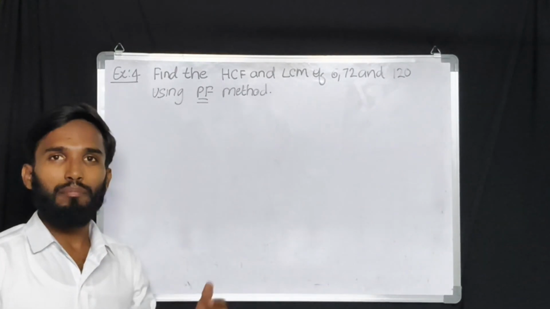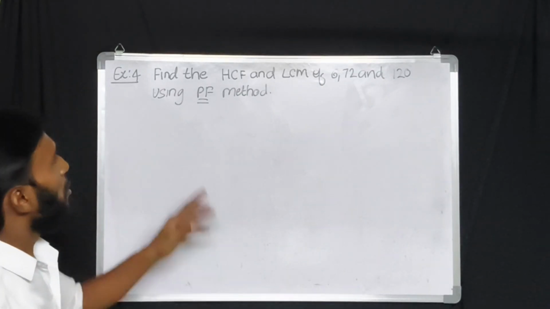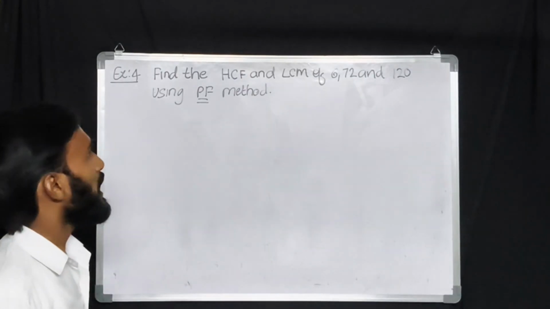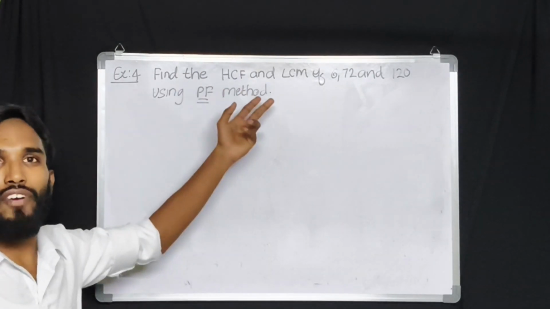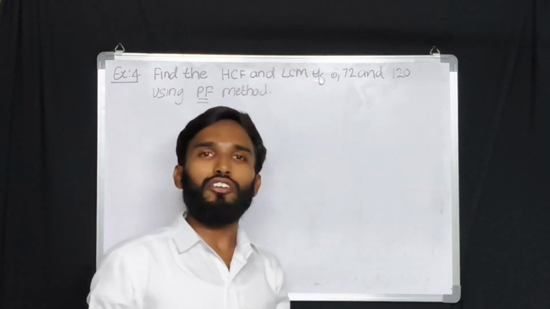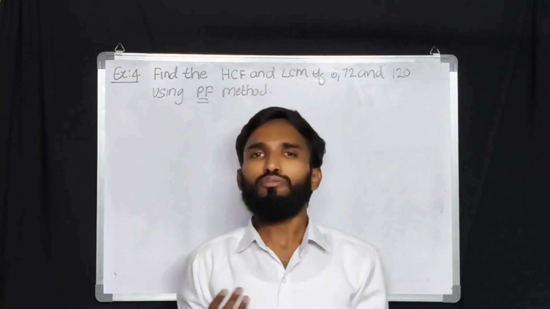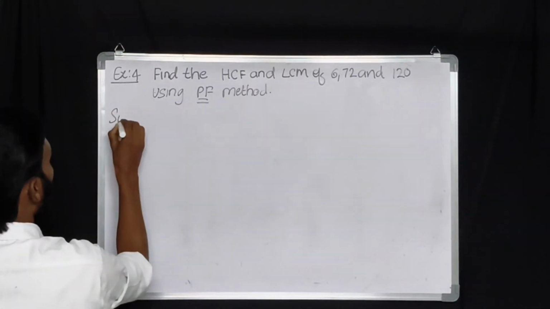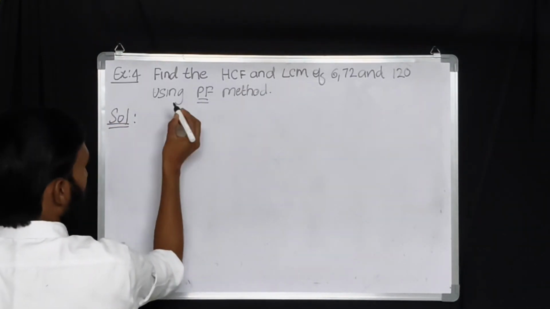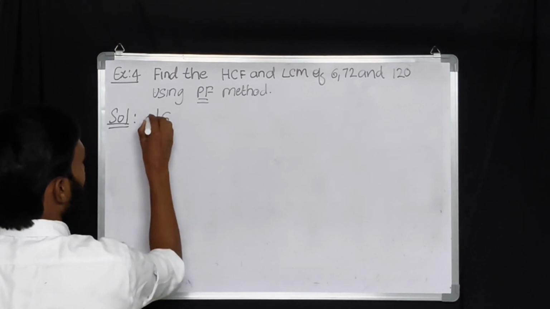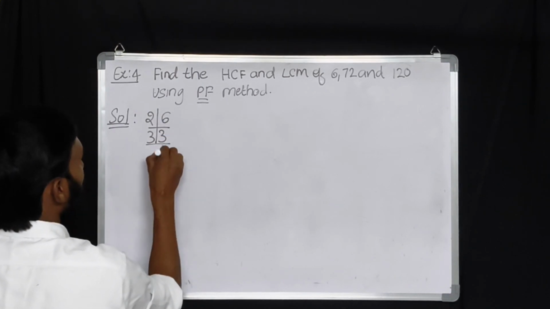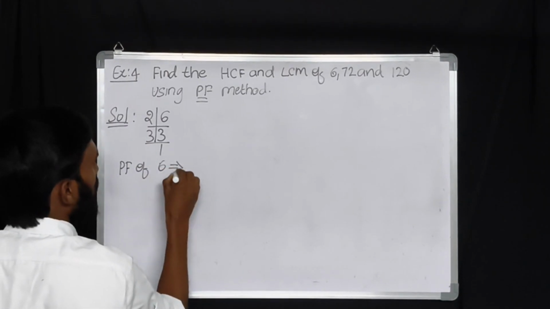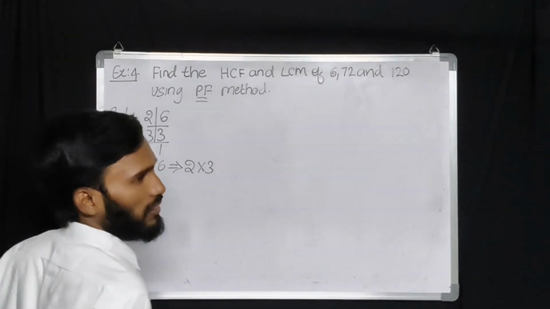Next example. Example 4. This is also the same. Find the HCF and LCM of 6, 72 and 120 by using the same method. What is that method? Prime factorization method. Nothing but first find out the prime factors of the given numbers, then find out the LCM and HCF. So let us see the prime factorization of 6. You know what that is? Prime factor of 6 is nothing but 2, 3. In the 3 table, 3 one time. Prime factorization of 6, 2 into 3, simple.